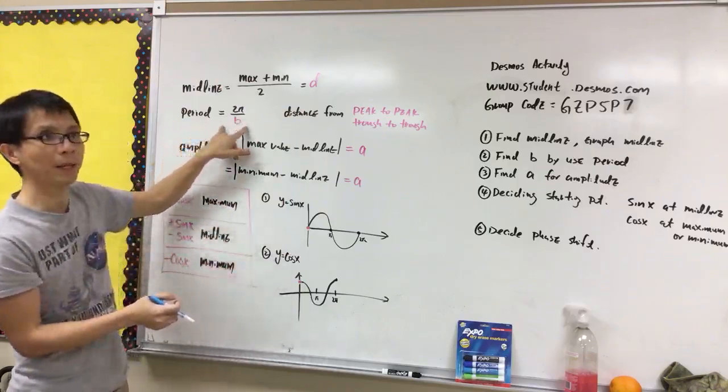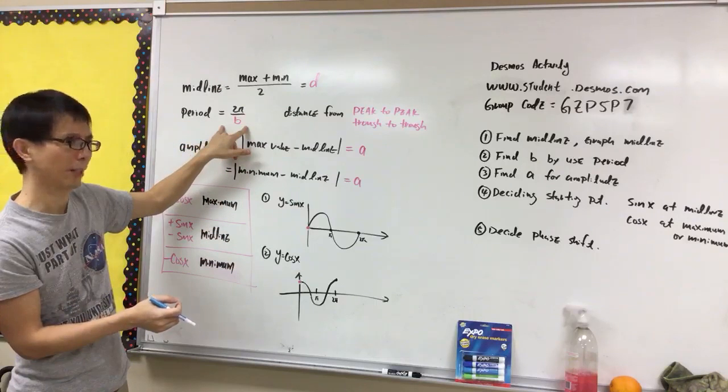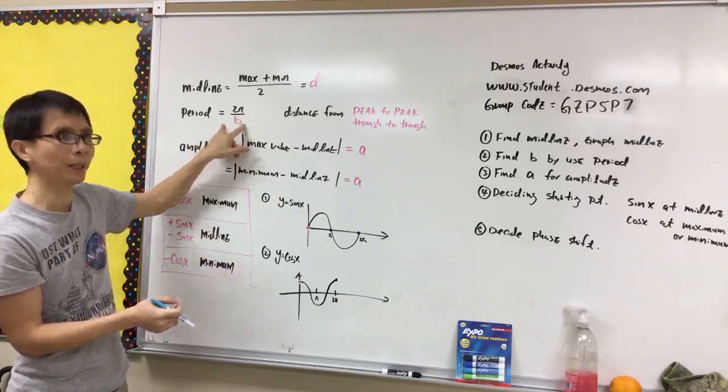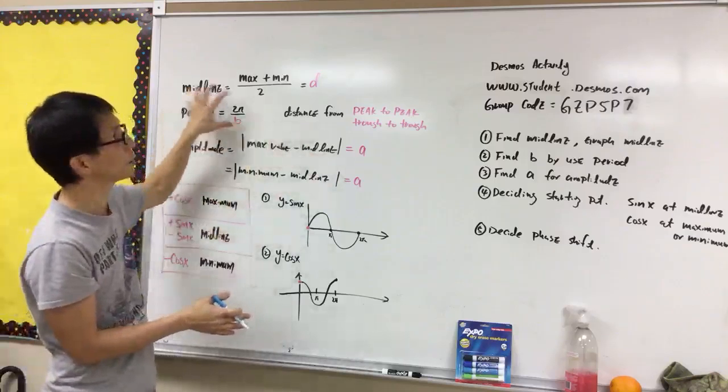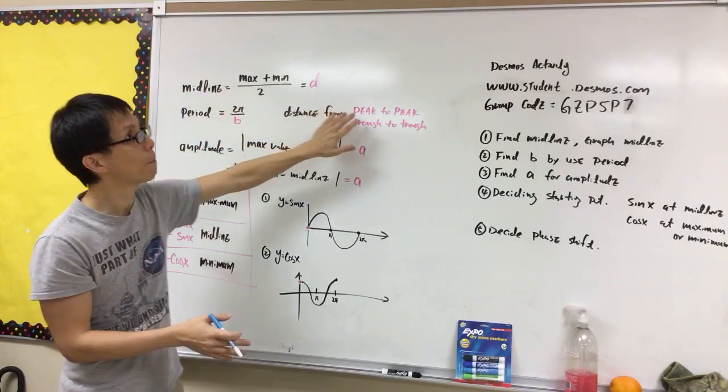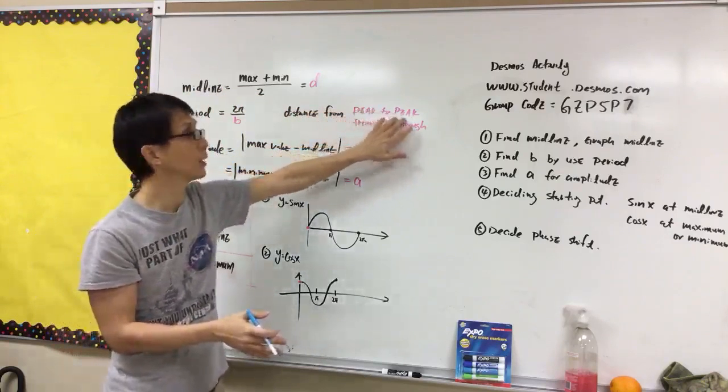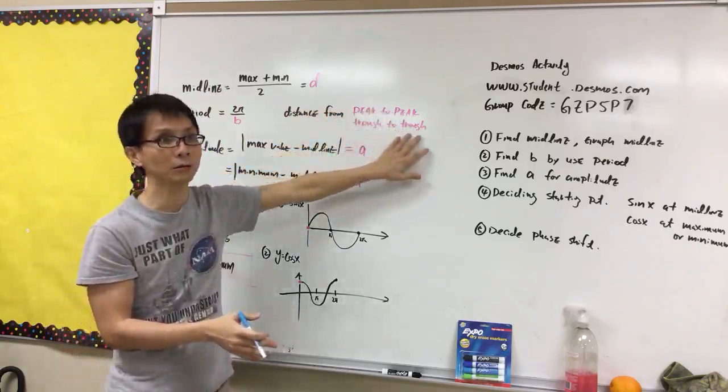Period is 2 pi over b. Now you say, okay, how is that relevant? Well, 2 pi over b is going to be equal to the period. But what is the period? The period is the distance from peak to peak, trough to trough.